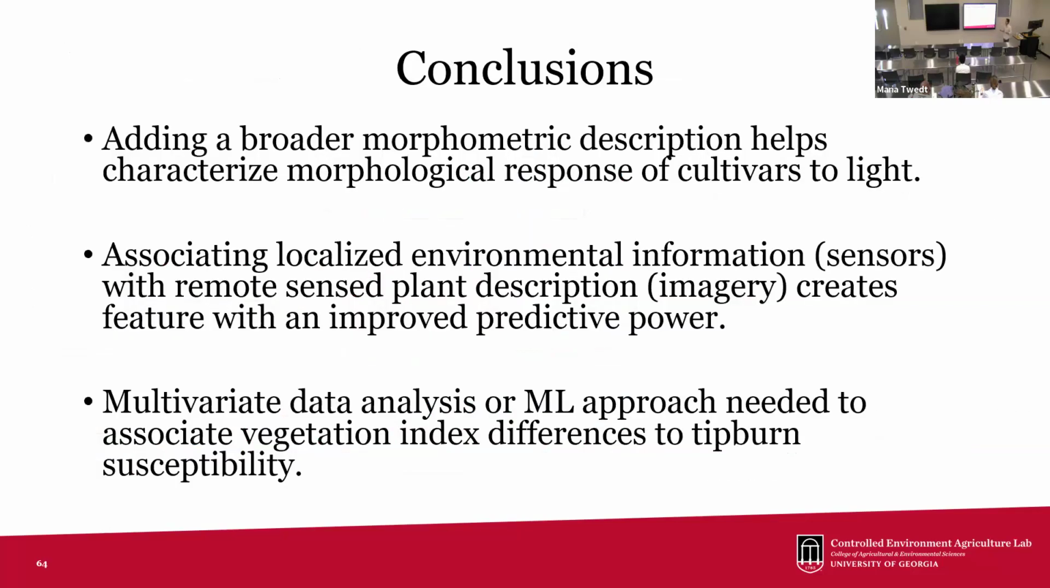So to conclude, adding a broader morphometric description helps characterize the morphological changes to light that could explain why tipburn or a specific cultivar is more susceptible to tipburn. Now, associating localized environmental information from environmental sensors with remote-sensed plant description, basically what we got from the images, allows us to create features or traits that improve the predictability of growing models.